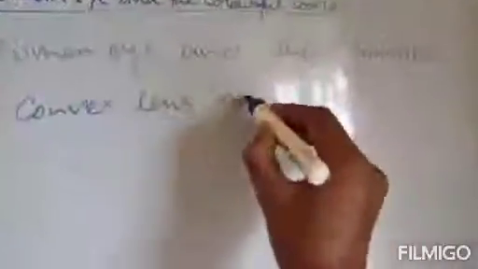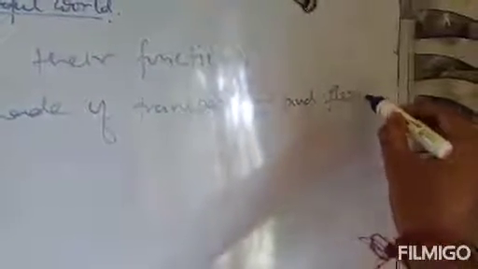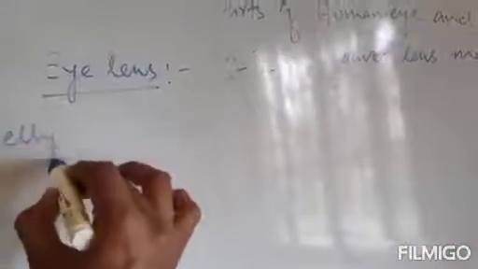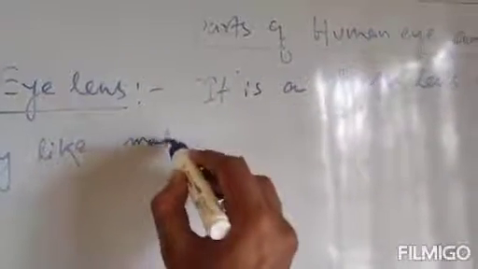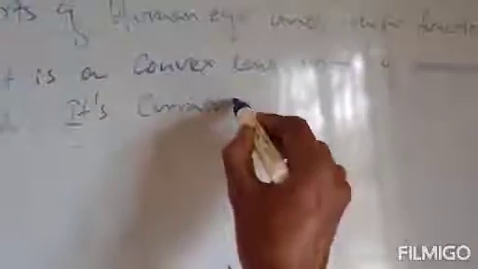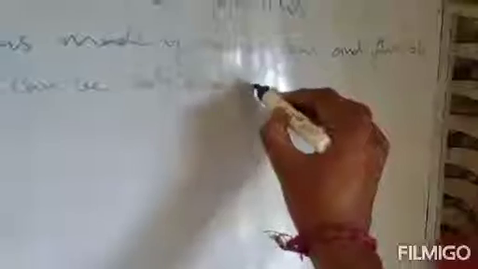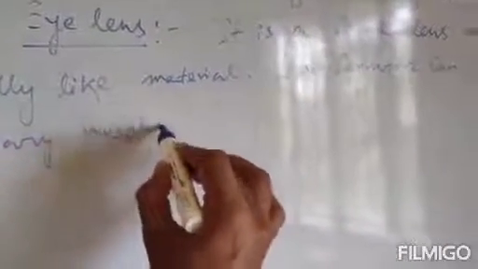It is a convex lens made of transparent and flexible jelly-like material. Its curvature can be adjusted with the help of ciliary muscles. So this is eye lens.